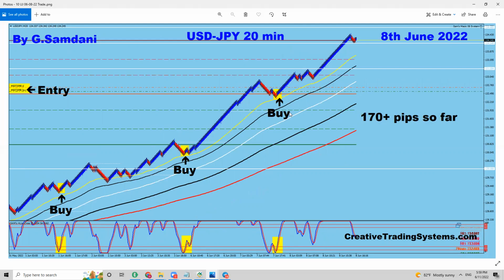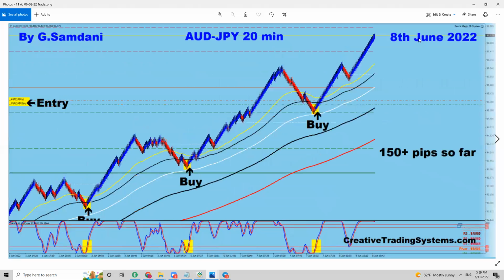On the 8th, again, USD yen. You'll see all yen pairs went crazy because of the yen index. I'll show you at the end. So this again went up for 170 pip on the 8th. Okay, and on the 8th again, Aussie yen, one more chart to the upside for 150 pip.